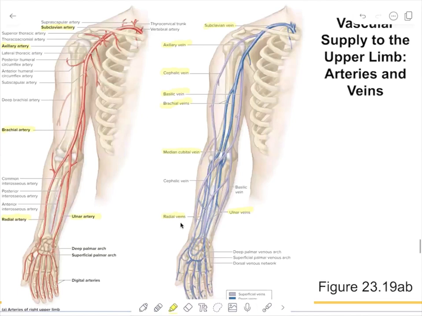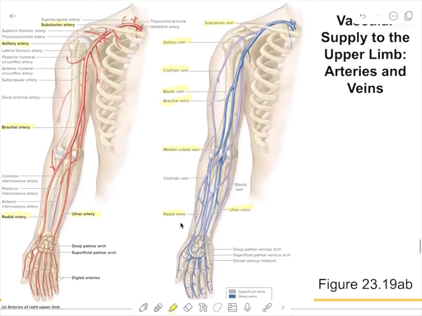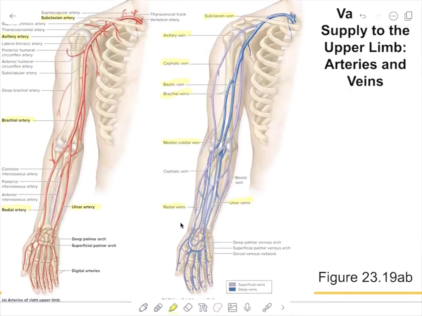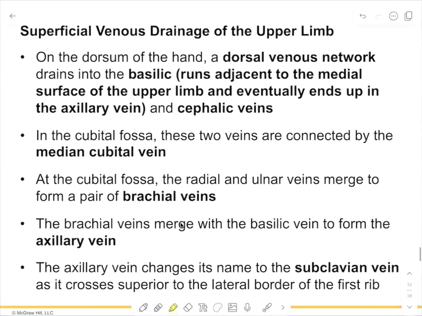Like the basilic vein being on the medial surface of the upper arm and leading into the axillary vein. As far as the superficial venous drainage, there are ones that I have mentioned, like the basilic vein, which runs adjacent to the medial surface of the upper limb, and eventually ends up in the axillary vein, as well as the cephalic vein on the lateral side of the upper arm. At the cubital fossa, which is the elbow, two veins are connected by the median cubital vein.